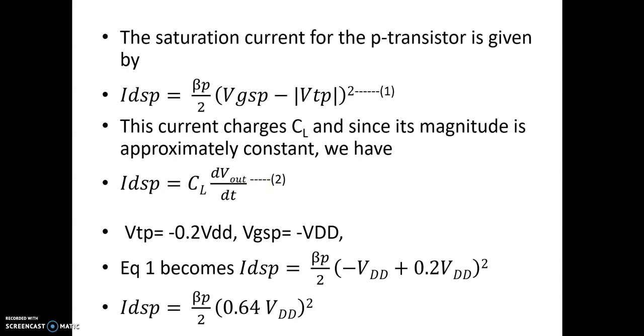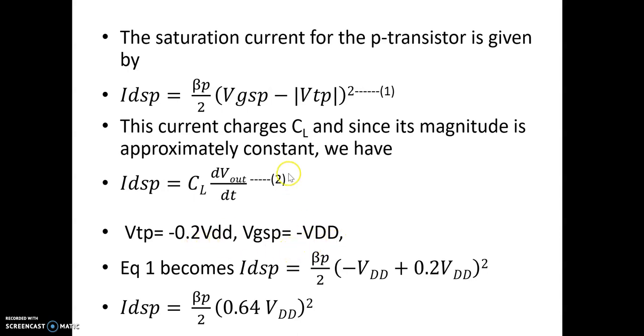We also know that the current in the capacitor I is C dV by dt. Because the capacitor is getting charged by the current flowing through the P transistor, IDSP equals CL d Vout by dt, where CL is the output capacitor and Vout is the output voltage. Let VTP equal 0.2 VDD, and VGSP equal minus VDD, that is the gate voltage 0 minus the source voltage VDD, which is minus VDD.